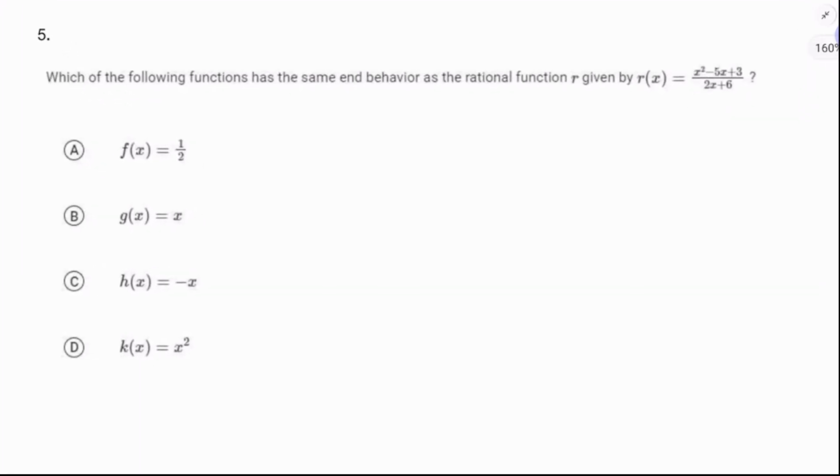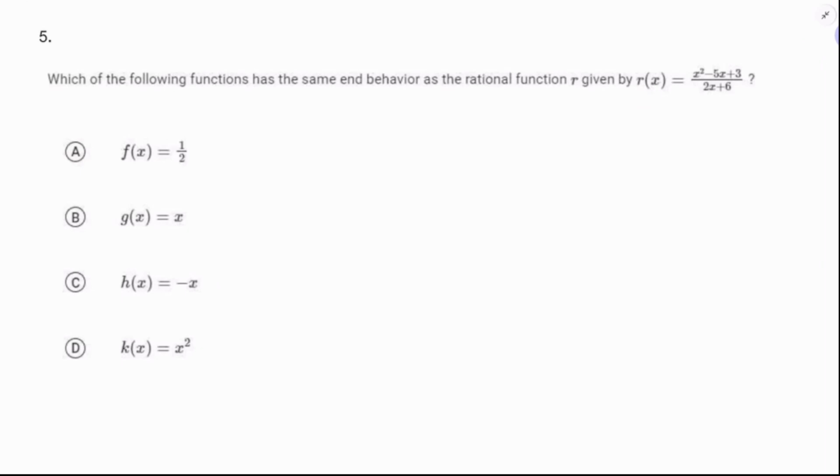Which of the following functions has the same end behavior as r of x equals this function? Well, end behavior means grab the leading term from the numerator and denominator. It's really small. And I've got x squared divided by 2x, and that equals x divided by 2. So what we know is it's a linear function, half of x, y equals 1/2 x.